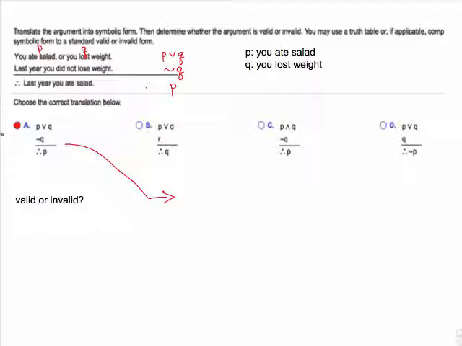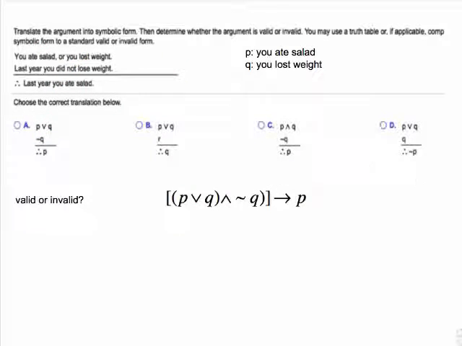And how do we do that? We take the first part and we put it in parentheses, P or Q, and the next one, which is not Q, put all of that in a big old bracket, then our conclusion, which is P. So I have that typed up more neatly right here. And then we're going to do our truth table on this.